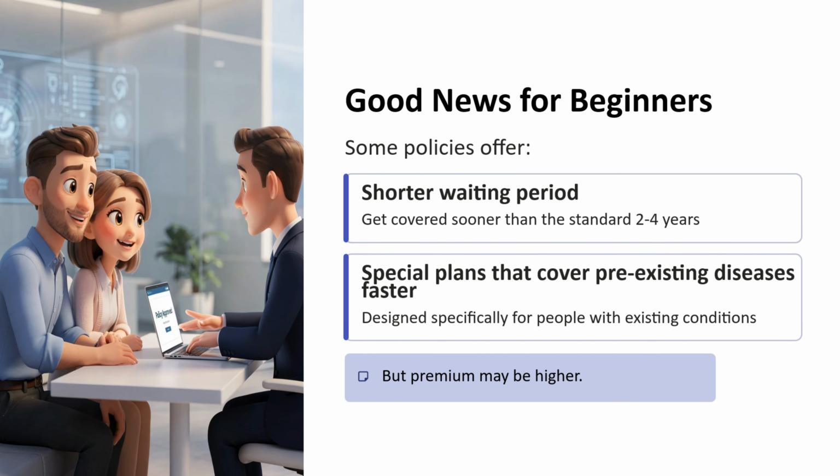Some policies offer shorter waiting period, to get covered sooner than the standard 2 to 4 years. Special plans cover pre-existing diseases faster, designed specifically for people with existing conditions, but premium may be higher.